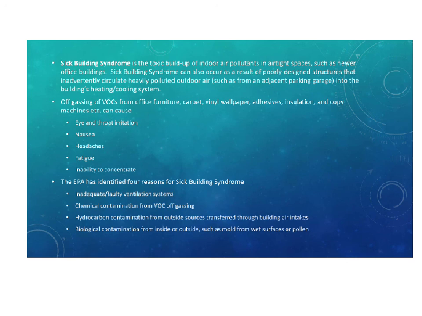The EPA has identified 4 reasons for sick building syndrome, and they are inadequate or faulty ventilation systems, chemical contamination from volatile organic compound off-gassing, which we just talked about up here, hydrocarbon contamination from outside sources transferred through building air intakes, which I talked about up here, and biological contamination from inside or outside, such as mold from wet surfaces or pollen that gets in through air intakes but can't get out because the building is heavily insulated.